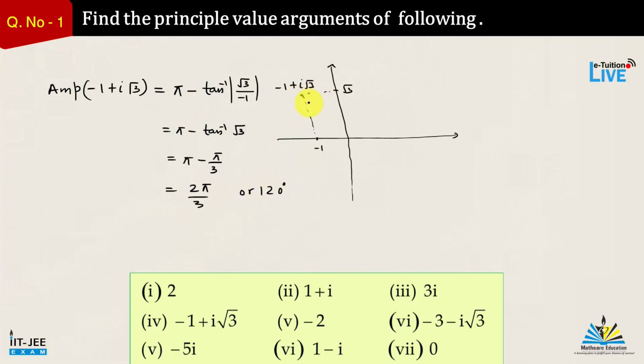So if you plot this complex number as a position vector, then this angle will be the principal argument, and this is 2 pi by 3. Let's talk about minus 2. We already discussed for this, that the amplitude of minus 2 is pi.